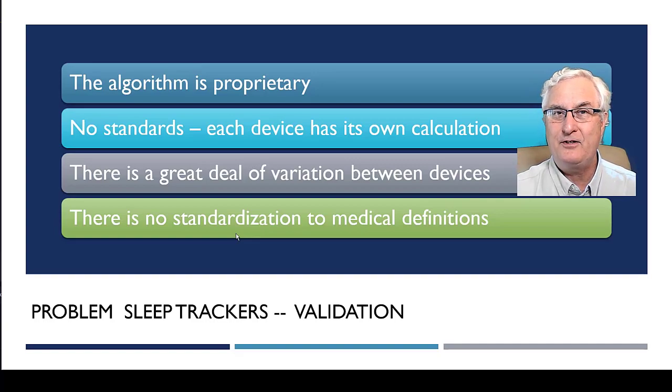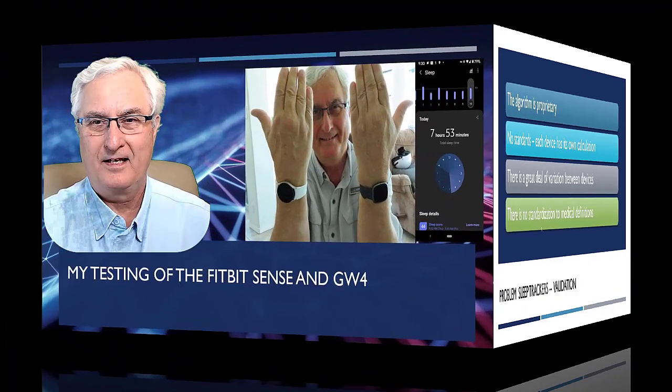Now, how do they do that? They won't tell us. And each proprietary standard is different. And there are no standards. Each device has its own calculation. And did you know you can get a $10 watch that has sensors on it that will tell you exactly how you slept at night? But nobody knows how they create the data. There's a great deal of variation, as you'll see today in our analysis between the devices, and there certainly is no standardization to medical definition.